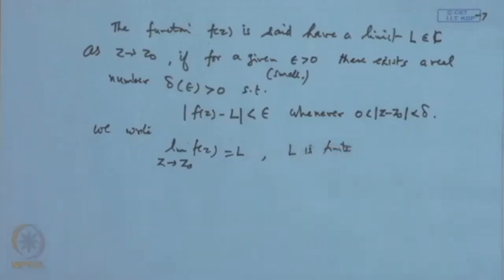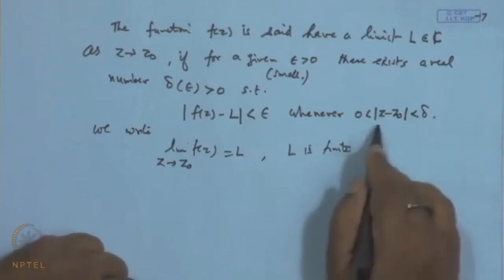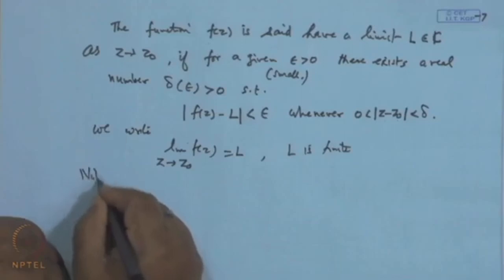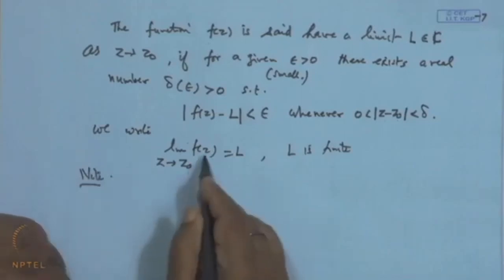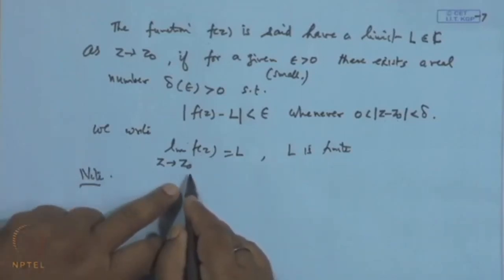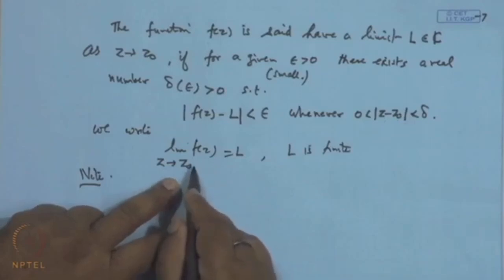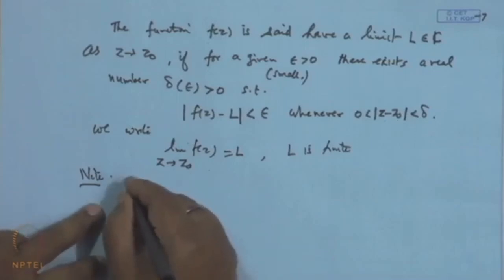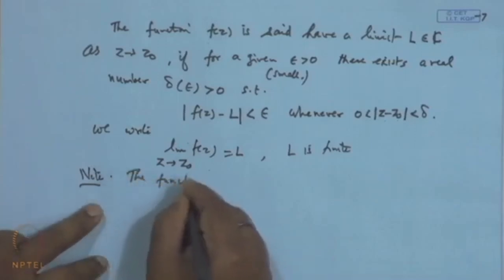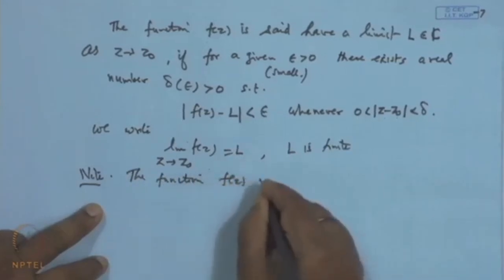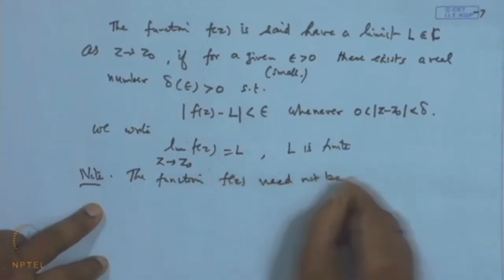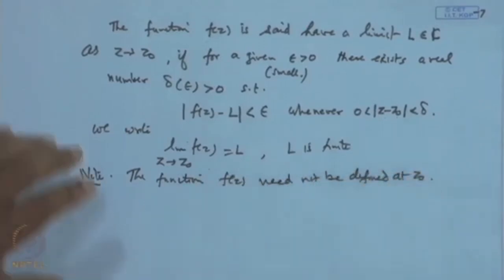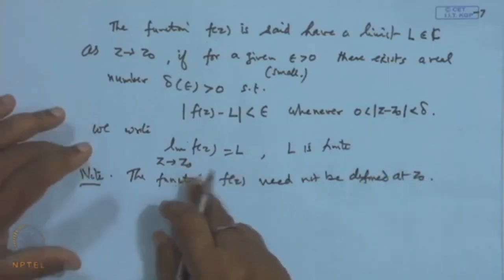Okay. Now, here if you look, we have taken the deleted neighborhood of z naught. So, here in case of the limit, when we say the function f(z) has a limit as z tends to z naught, it is not necessary that the function has to be defined at z naught. So, notice the function f(z) need not be defined at the point z naught. Still, you can say the function f(z) has a limit L.